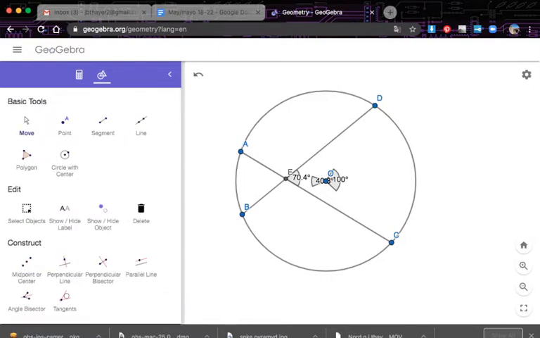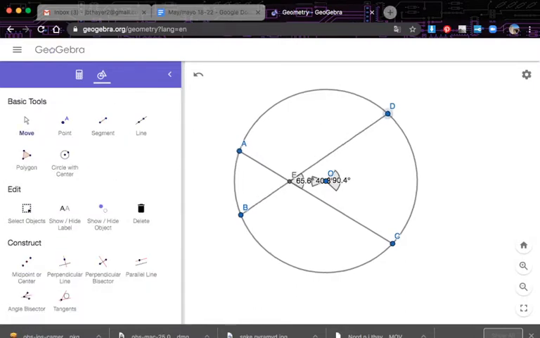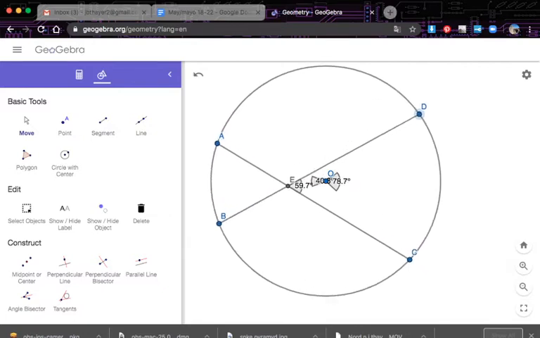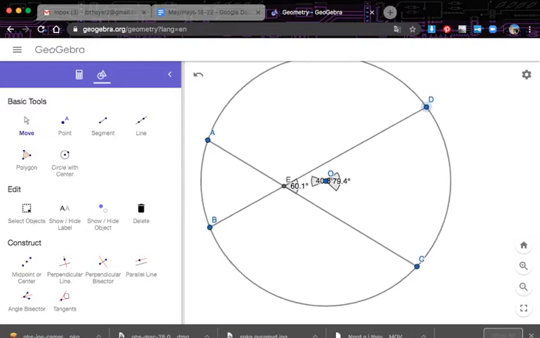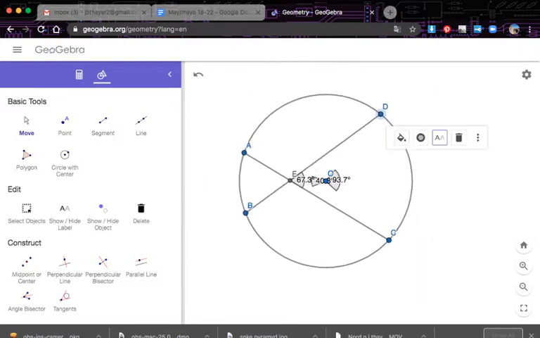So if I go up to move, so I can move this, you can see the other one's staying at 40.8. So if angle E is exactly 60 degrees, 60 times 2 is 120, and 40.8 plus 79.2 is 120 exactly. So no matter how you move these around, that angle property works.